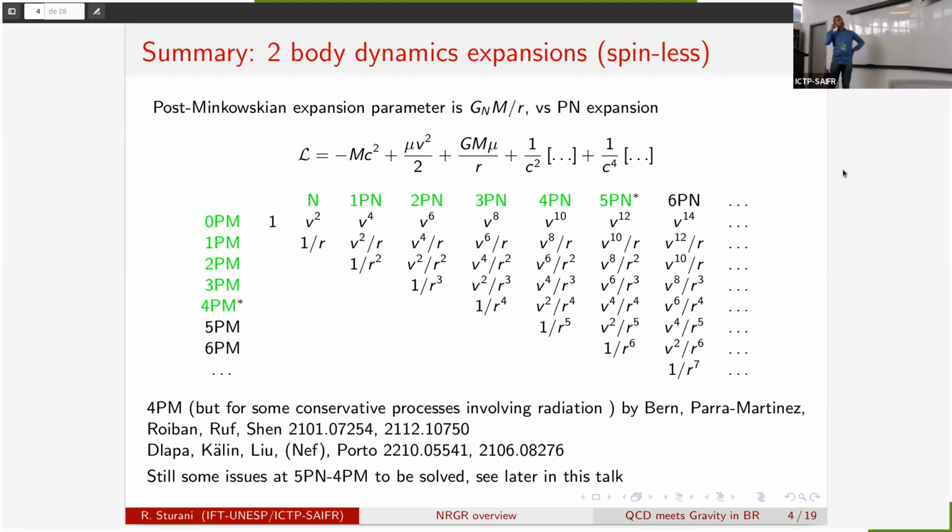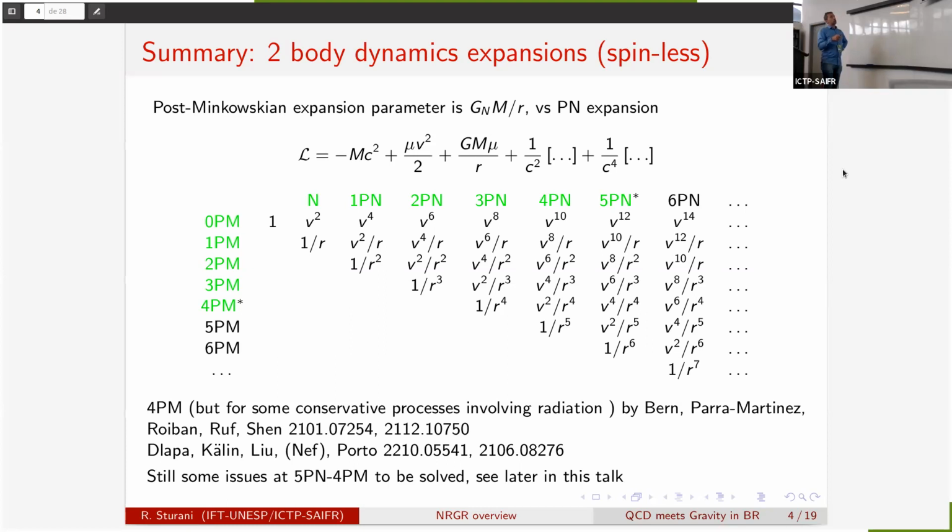And because, as Maria said this morning, because of the virial theorem, all of these terms appear at the same order. So v to the 4 is the same order as v squared over r, and the same order as 1 over r squared, just because v squared is Gm over r. Here, I don't write the powers of G. So you see, now 5 PN is completed with one caveat that I will tell you. And 6 PN is done up to some order. 6 PN is done only to G to the 4.